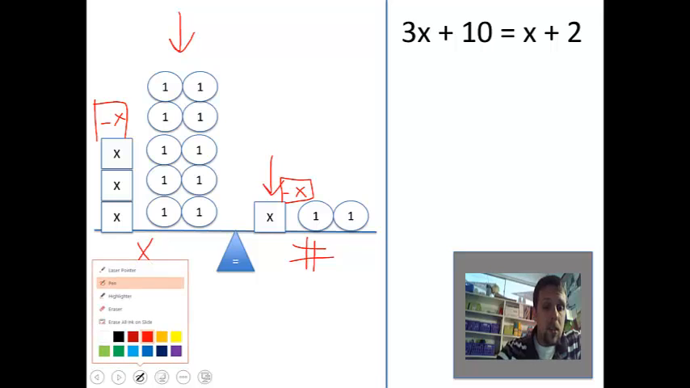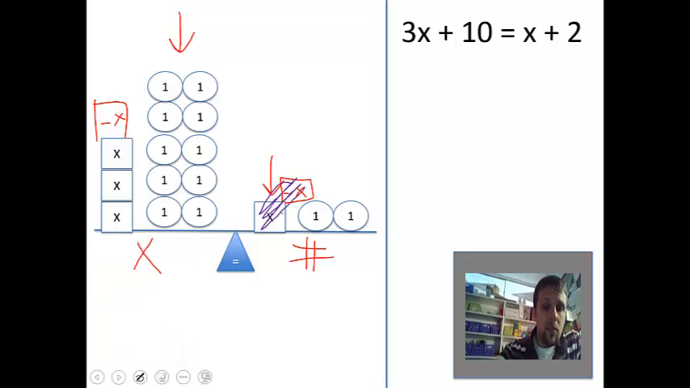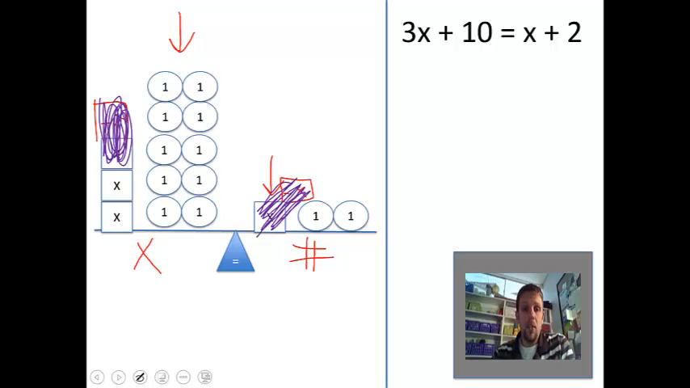Now, what that means is that these cancel out, and these two cancel out because they're opposites. Sometimes they're not opposites, and sometimes you don't have to cancel them out. Alright, now I'm going to add negatives to meet this goal.